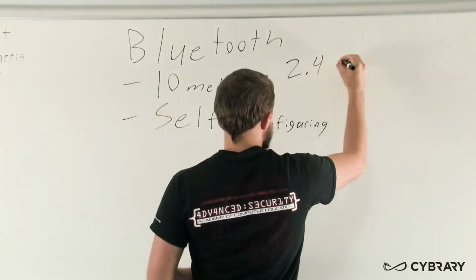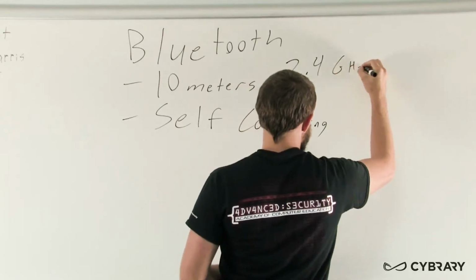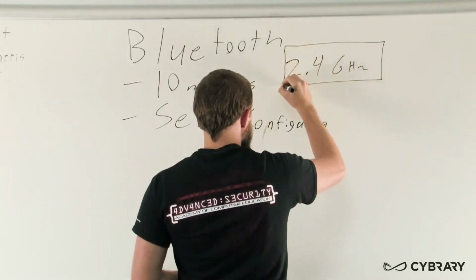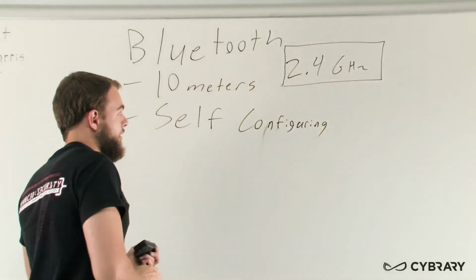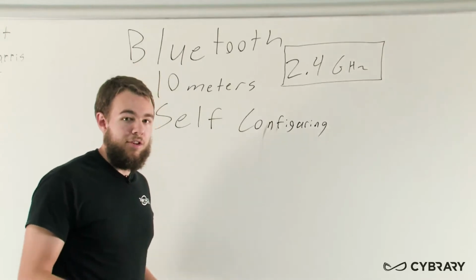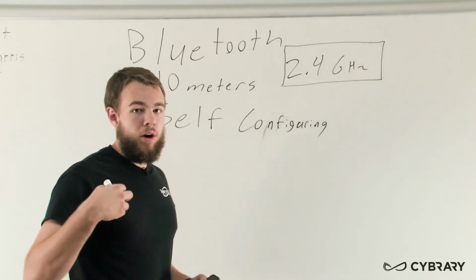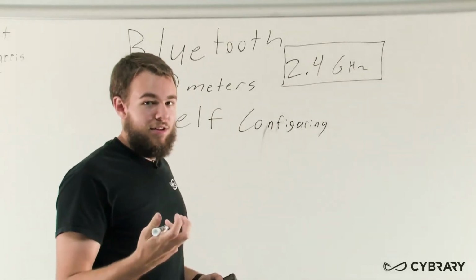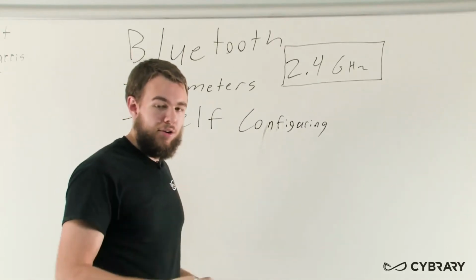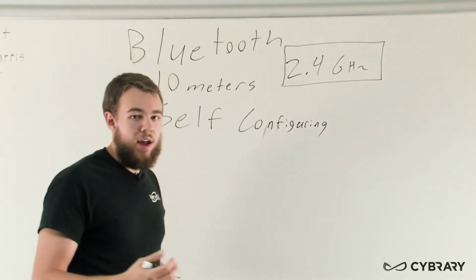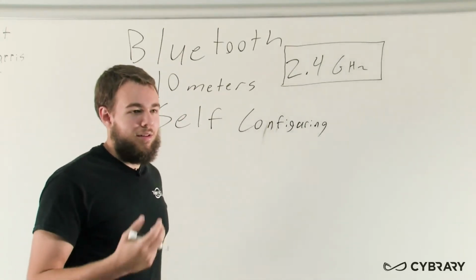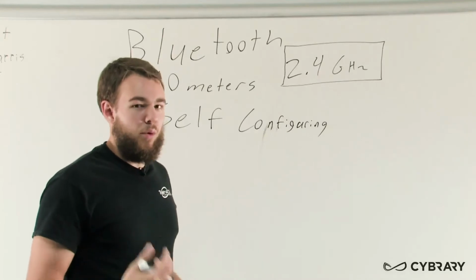Now, with Bluetooth, we want to remember that the frequency at which it transmits information is 2.4 gigahertz. 2.4 gigahertz is a very commonly used frequency for transmitting information wirelessly. We use it for mobile handsets in our house. Certain wireless routers use this particular frequency. Bluetooth uses this frequency, and it's what's known as a very crowded range.